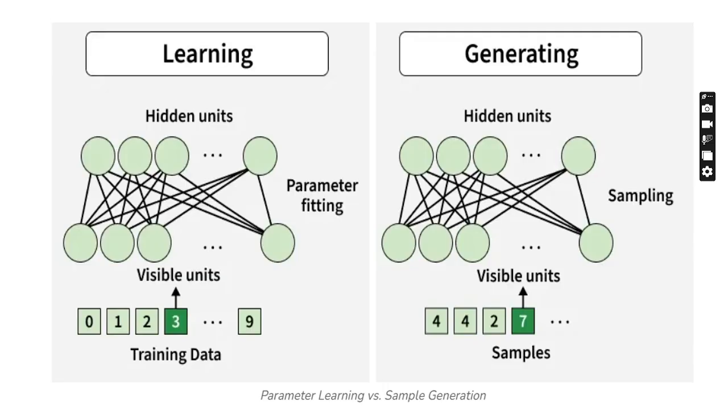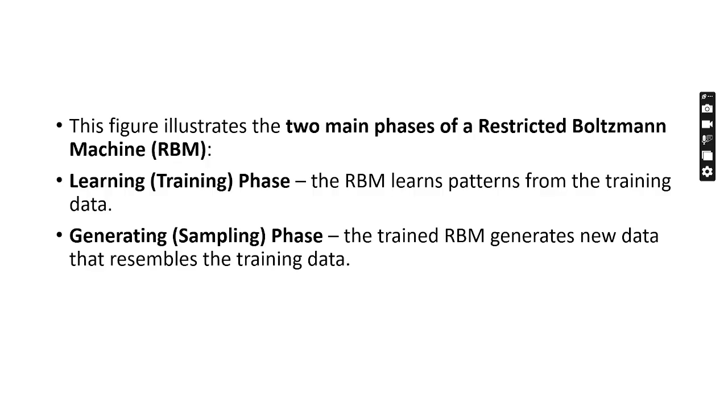Whenever we give some training data, the visible units receive the training data, and with the help of the parameters it learns something in the hidden layer. That is the learning phase. Generating means that in the training phase it is trained accurately with the samples. Whenever we give some samples in the testing phase, the visible units receive the samples, the hidden units identify the features from the visible units, and it generates an accurate sampling of the particular input data. This is the generating phase of the RBM.